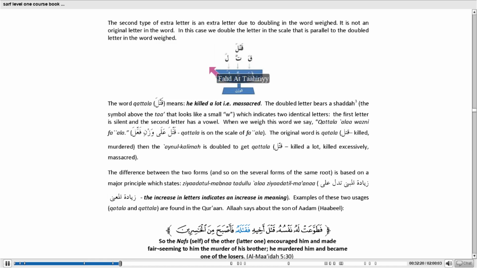So, when you say, for example, قتل, it means killed. Just قتل. Now, when you double the middle letter and you say قتّل, here the meaning changes from being killed to being killed a lot. Clear?